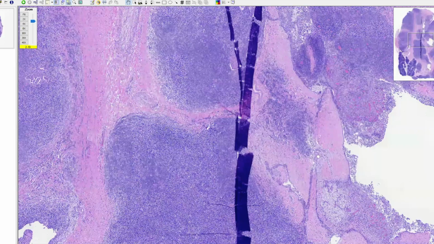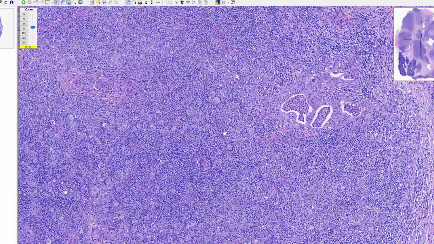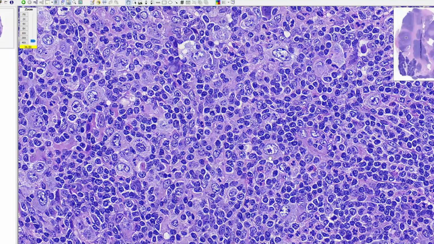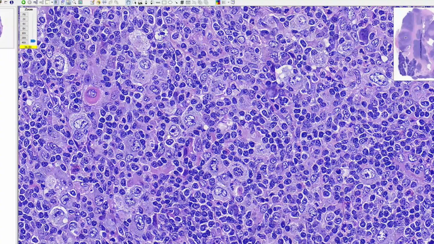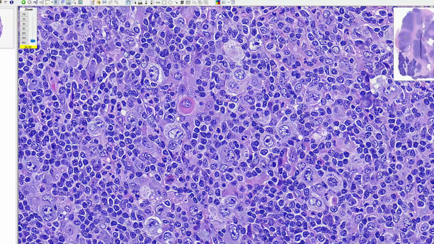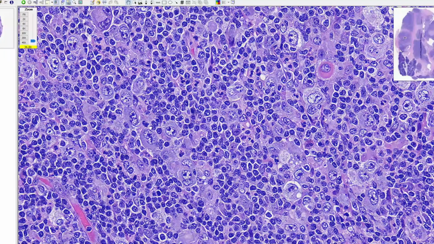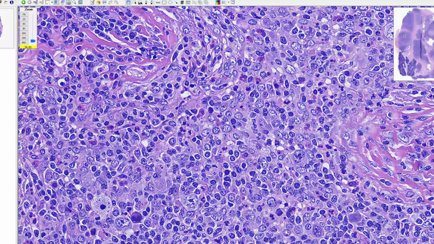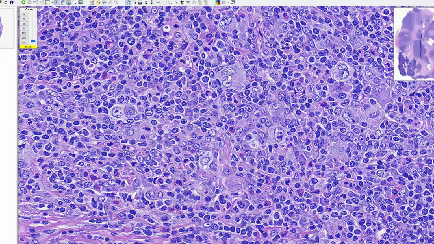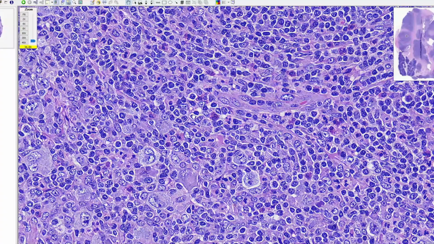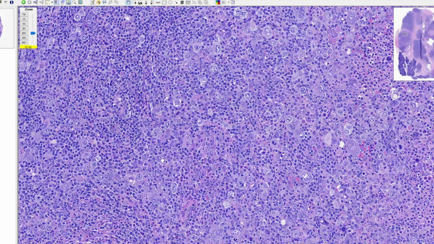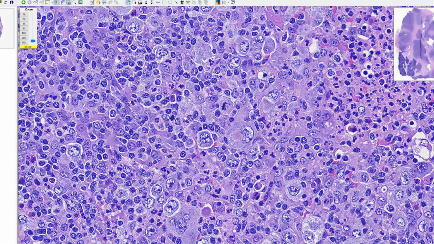It appears relatively well encapsulated. And then when we zoom down to higher power, we see a mixture of some chronic inflammatory cells. Then we see these really large, atypical appearing cells that have these prominent macronucleoli. Some of them are binucleated here. And as well as a number of eosinophils associated throughout. There's another binucleated one. So more of these larger, highly atypical cells.